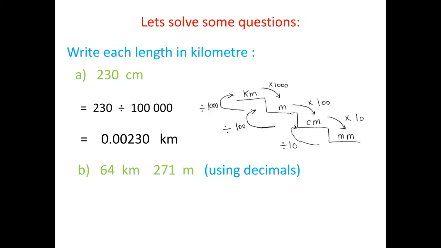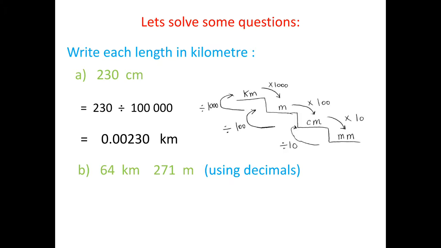A part is in kilometers and the other part is in meters. And he said between brackets using decimals. Now, whenever you see this word, which is using decimals, remember that you will convert one part and you will leave the other part as it is. What do we mean by that?